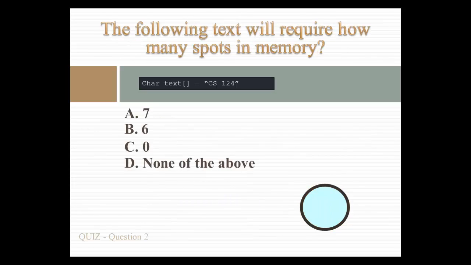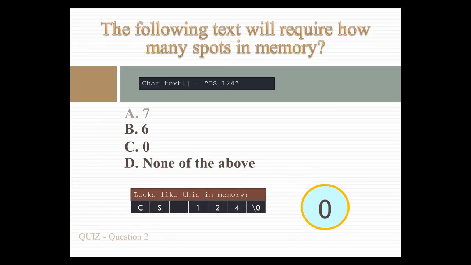Although a string is called a different name than a text array, both of them are simply arrays. The following text will require how many spots in memory? Because this is a string of characters, it will require one more than the number of characters you have contained, because we need a spot for the null character. So we will need 7 spots in memory.